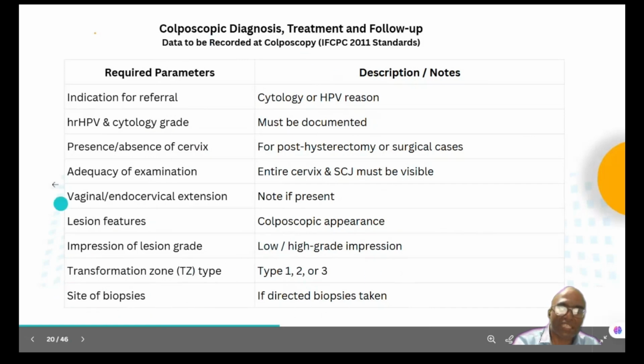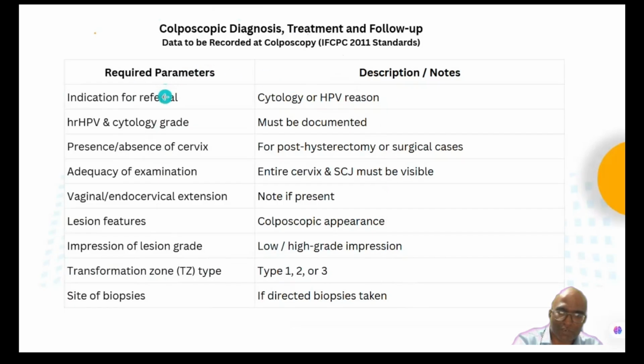So these are the specific things one should record in the colposcopy clinic, right from the indication for referral, the HRHPV, because when the patient comes for colposcopy, that means HRHPV is done and the cytology is there. Then what is the report of that? Because with this particular background, further management will depend.